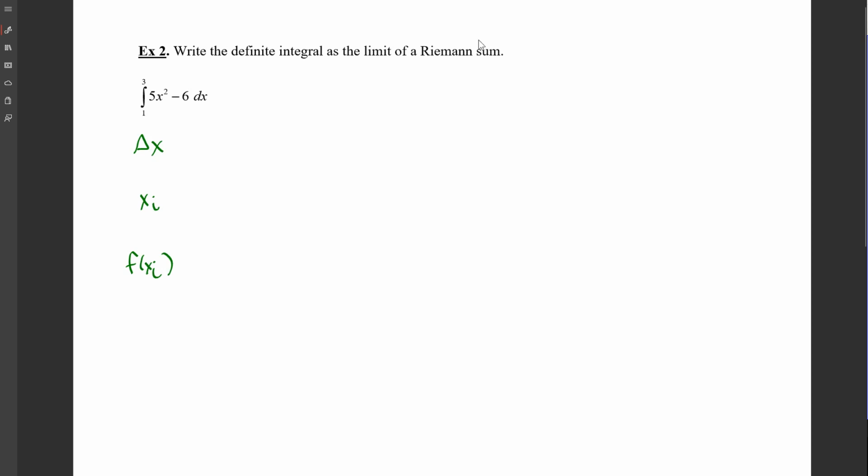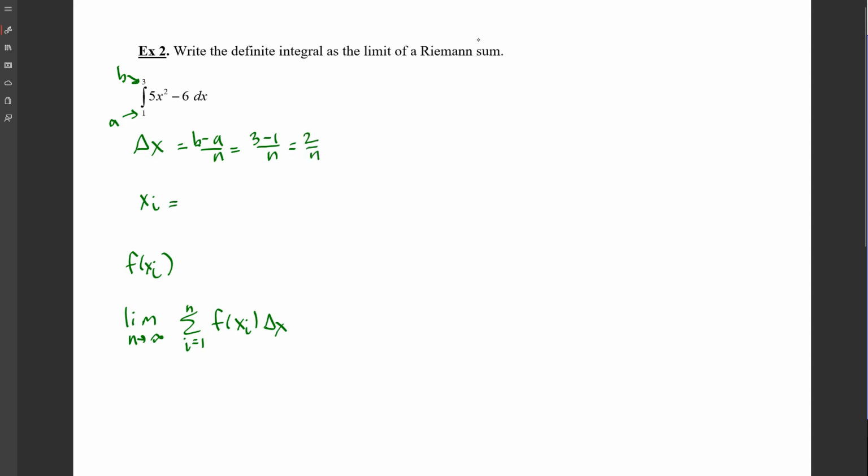The limit as n goes to infinity of the sum from i equals 1 to n of f of x sub i times delta x. All right, so what's my delta x? This is equal to (b minus a) over n. So my b here is 3, my a here is 1. Make sure you understand that the bottom number is your a and the top number is your b. So this will be (3 minus 1) over n, which is 2 over n.